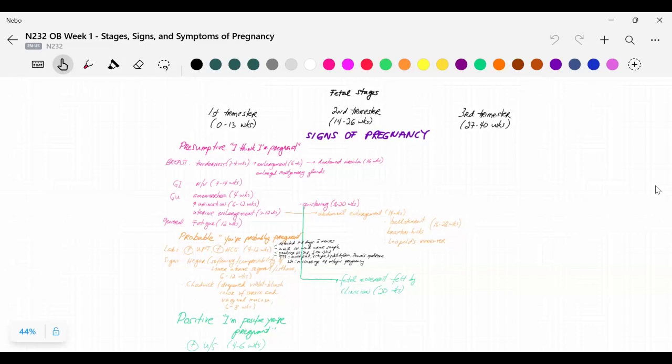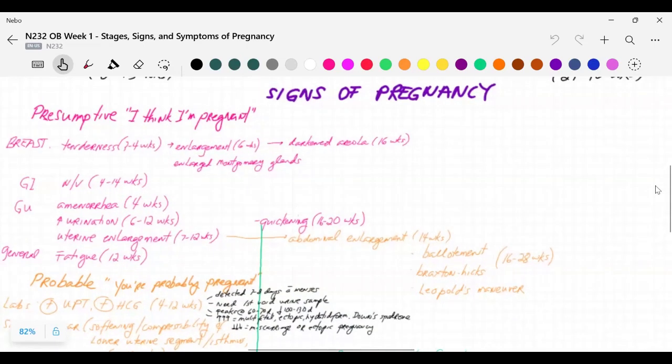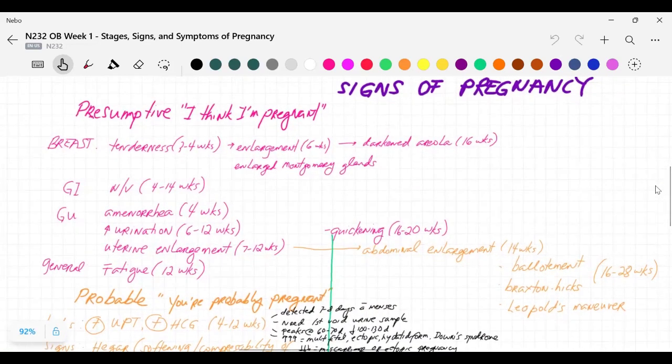So these symptoms here may happen in the second trimester. There's only like one here in the first trimester, so most of the symptoms happen here in the first trimester. Okay. So presumptive means, yeah, I think I'm pregnant, but I'm not really sure. So these are the signs: breast tenderness. Eventually it becomes enlarged, and then Montgomery glands become enlarged, and then the areola gets darker, right? So that's the progression of that.